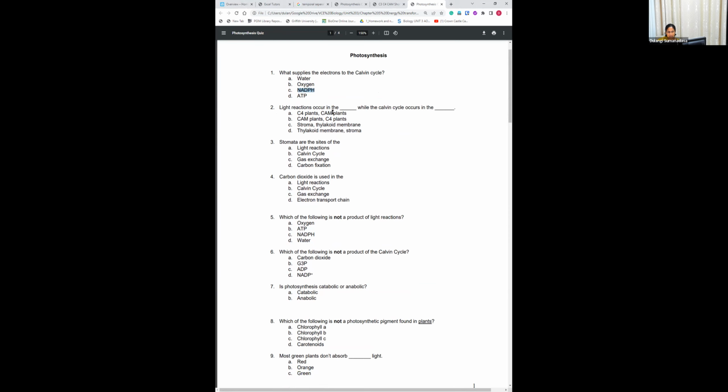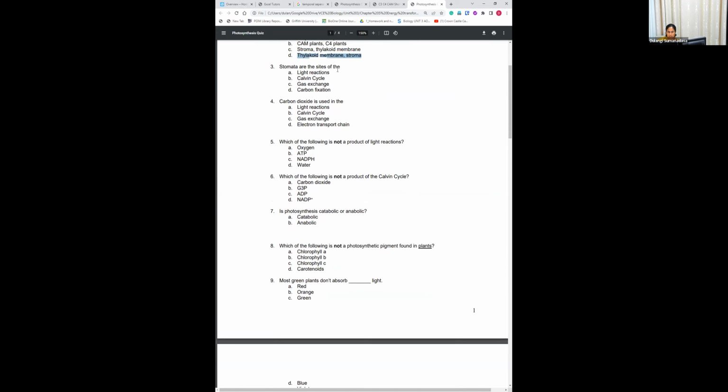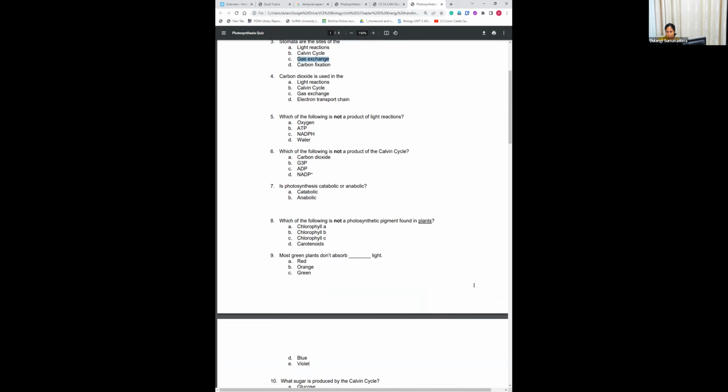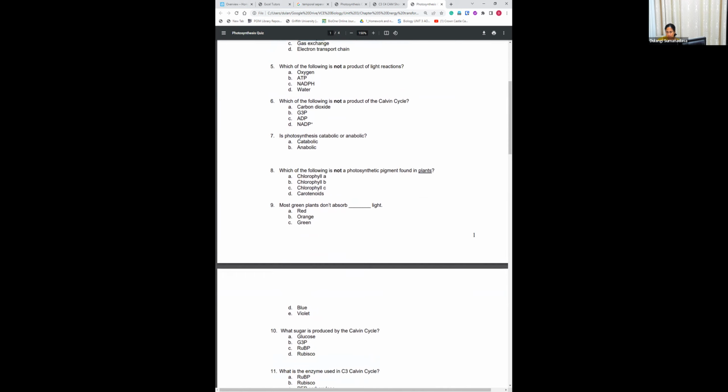Question number 2, light reactions occur in the thylakoid membrane and stroma. Stroma is the liquid, right? So the answer is D. 3, stomata are the sites of gaseous exchange. So answer is C. 4, carbon dioxide is used in the Calvin cycle. Answer is B. 5, which of the following is not a product of light reaction? We are not producing water, it's an input, right? So answer is D.